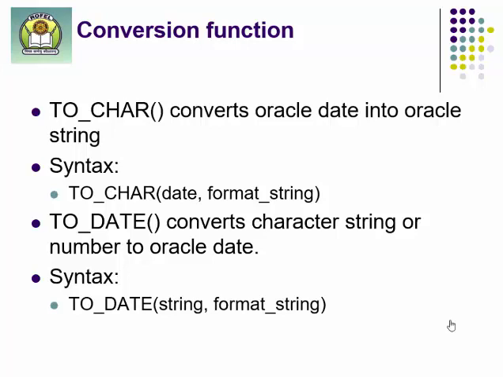The next function is the to_date function, which is the reverse of the to_char function. The to_date function will convert the string into an Oracle date. The syntax is to_date, string, comma, format string. Both the to_char and to_date functions take an extra parameter, and that parameter is the format string. What is this format string? We will learn this.